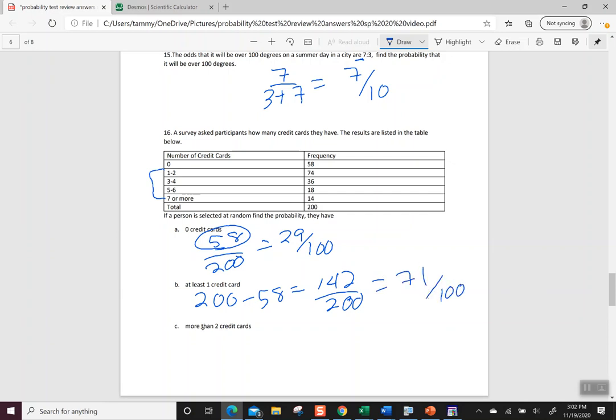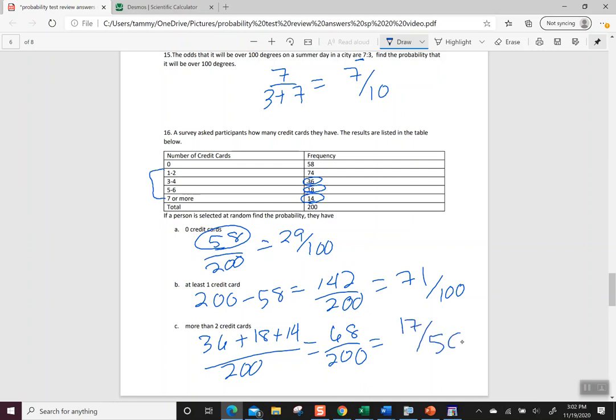Part C says more than 2 credit cards. So more than 2 would be 3 or 4, 5 or 6, 7 or more. So we want to add that first. So we have 36, 18, 14 over 200. Adding the top together, I get 68. This is over 200. Again, we could flip over to Desmos. I'm just going to tell you this is 17 over 50. All right, so this is where I'm going to stop this one. I'll make one more video with the rest of the problems.